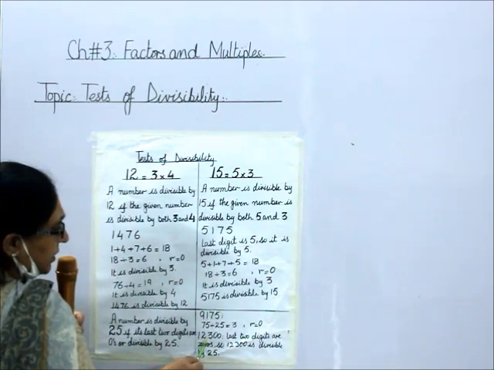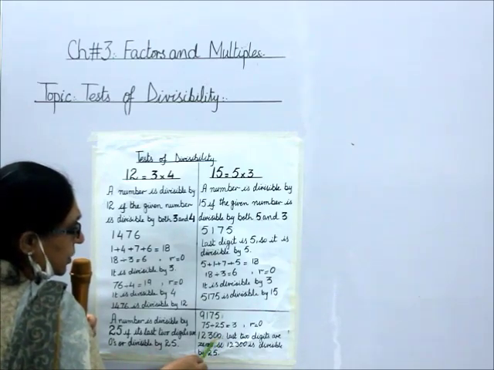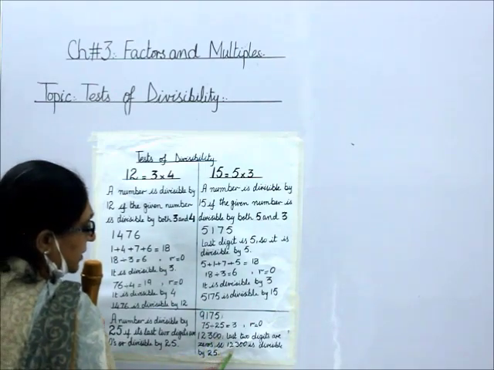Next number is 12,300. You can see the last two digits are zeros. So 12,300 is also divisible by 25.